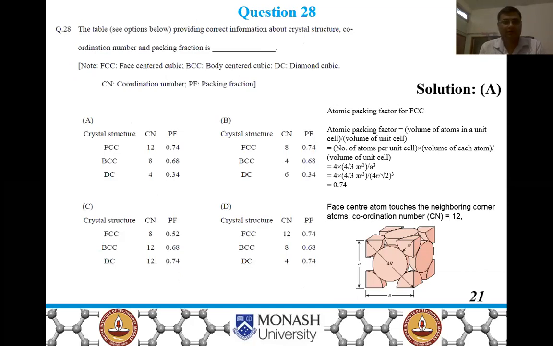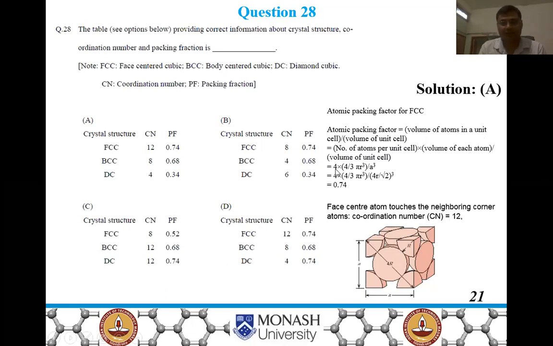Now, next question. The table providing the correct information about crystal structure, coordination number, and packing fraction. So we have to determine the coordination number and packing factor for each crystal structure. So first we deal with FCC. So atomic packing factor is equal to volume of atoms, total number of atoms in a unit cell multiplied by volume of each atom, divided by volume of unit cell.